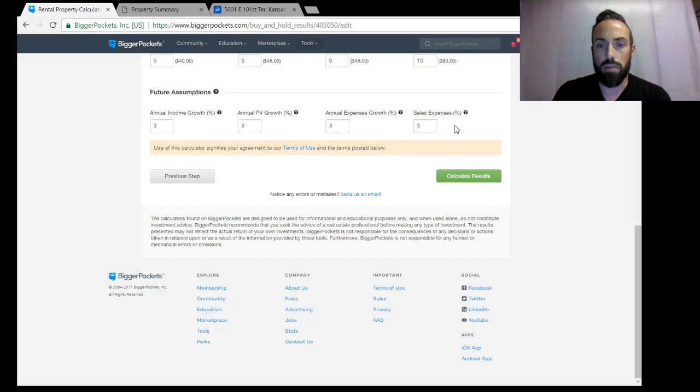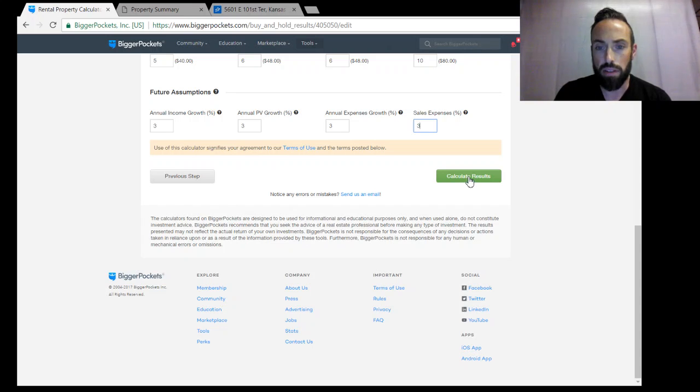And then sales expense. If you were to sell with a realtor, you're going to pay 6%, plus you're also going to have your owner paid closing costs. So this is an investment property, and this area is mostly rentals. So the chances are I would be selling this off to another investor versus a retail buyer. So I'm just going to put 3% in here, and that would basically cover my seller paid closing costs.